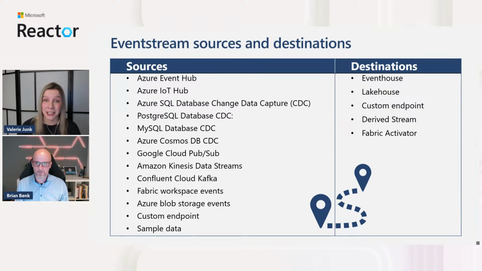Destinations. Well, of course, you have your event house, like the KQL database. We can send it to a lake house. Again, custom endpoint, derived stream, and of course, our Fabric Activator, where you can get all the actions going on. Yeah, exactly. So without staging the data anywhere, we can just go from source directly to Activator. That's amazing. Yeah. It's so easy. I repeat myself, but this is really easy.